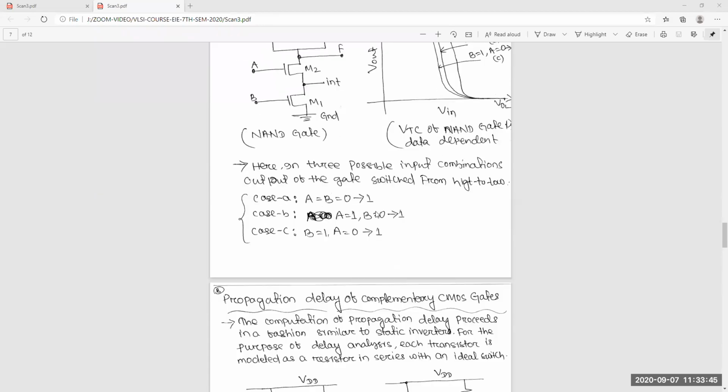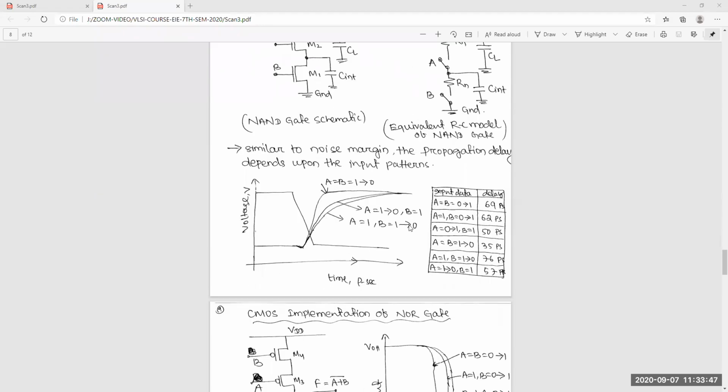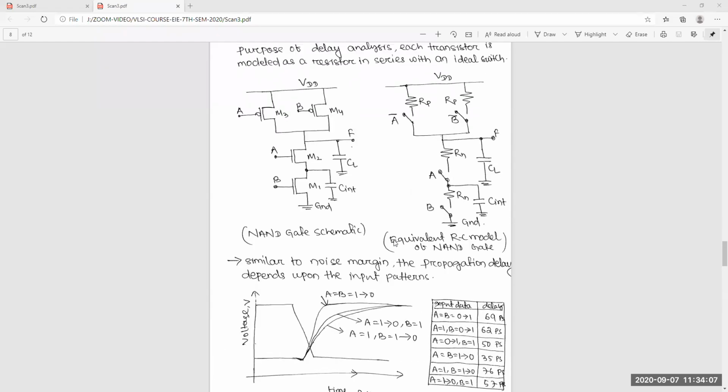So that's why I'm showing you this. Definitely, if you compare with that inverter, here the best case delay is 35 picoseconds, and the worst case delay is 76 picoseconds. So in these two cases, your noise margin deviates greatly.